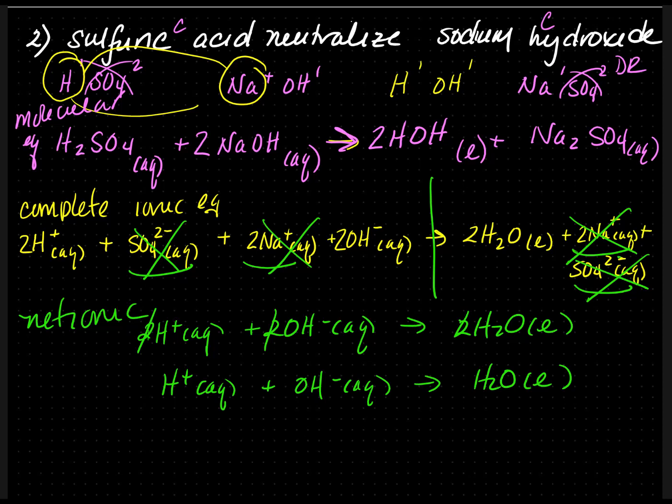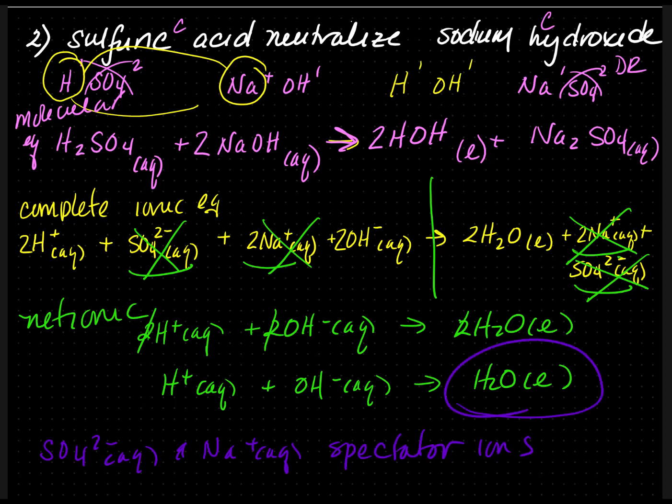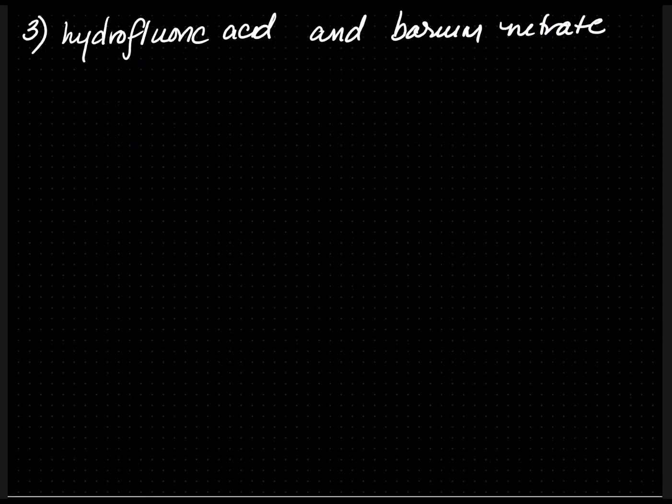The 2 ions that we canceled out, which were SO4 2 minus AQ and Na plus AQ, these are my spectator ions. What caused this reaction to form, we look at the product side, is the formation of water. So that is our driving force, formation of water. Next, problem 3. Pause the video, try this on your own, and then check your answer.